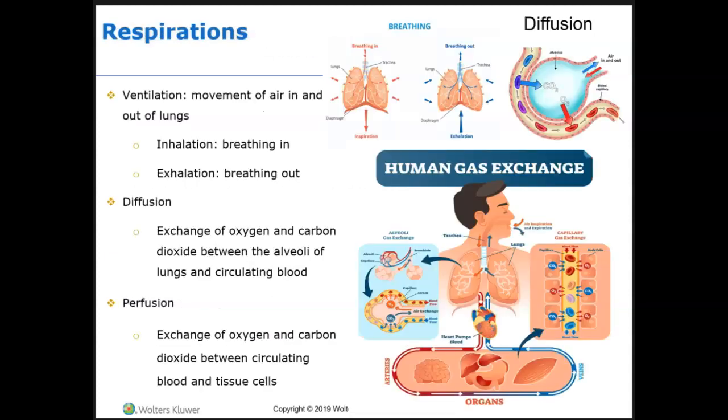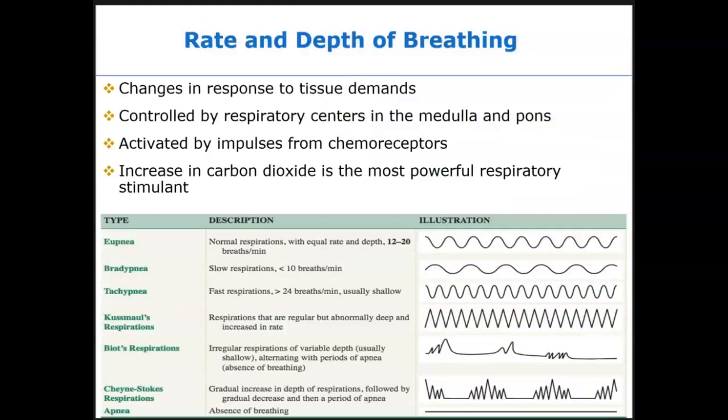All right. Respirations involve ventilation, diffusion, as well as perfusion. Ventilation, or breathing, is the movement of air in and out of the lungs. Diffusion is the exchange of gases between the alveoli in the lungs and the circulating blood. Remember from anatomy and physiology, the alveoli is the part of your lungs where all the action happens, right? It's those grape-like clusters in the lungs. And then finally, perfusion is the exchange of gases between the tissues and our circulating blood.